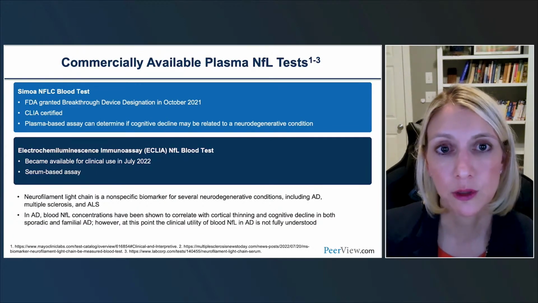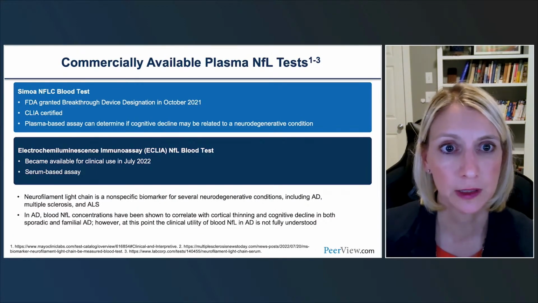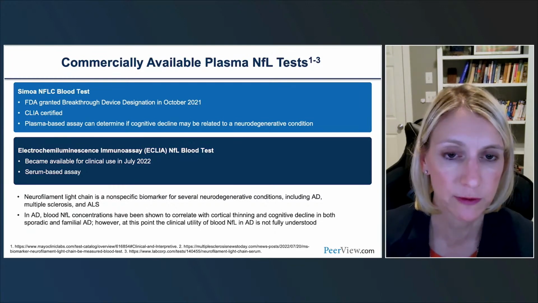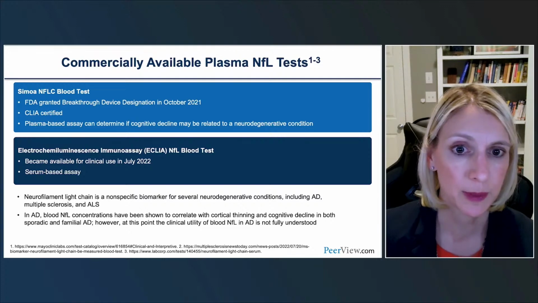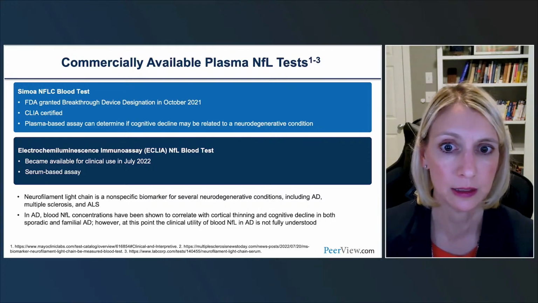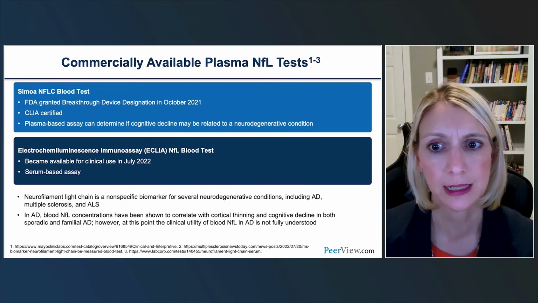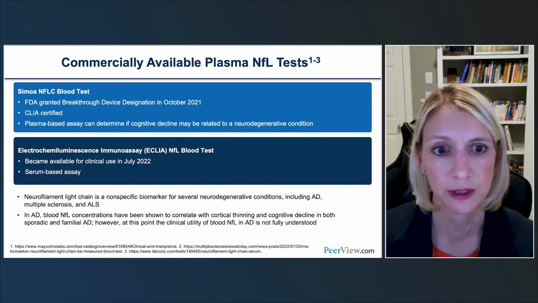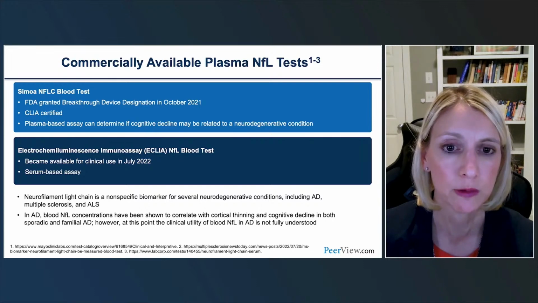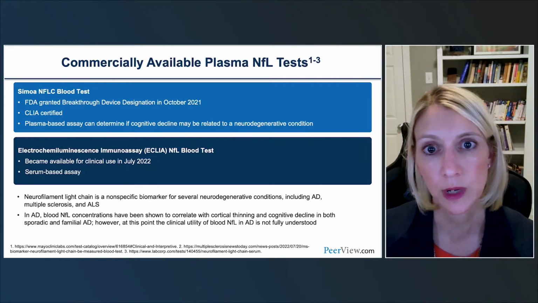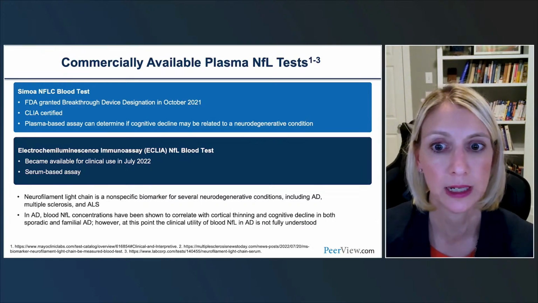There are two commercially available plasma NFL tests based on the Simoa platform, as well as an immunoassay platform. Now, there's been very little use clinically in terms of NFL for Alzheimer's disease. Most of the work done to date has been on other neurodegenerative diseases, especially multiple sclerosis and ALS, as well as looking at traumatic brain injury.